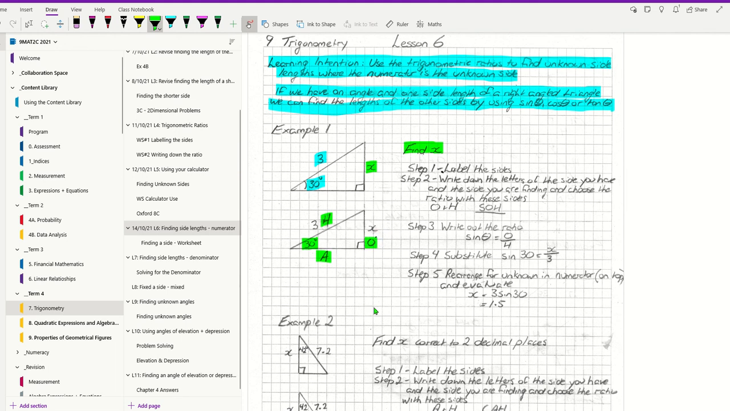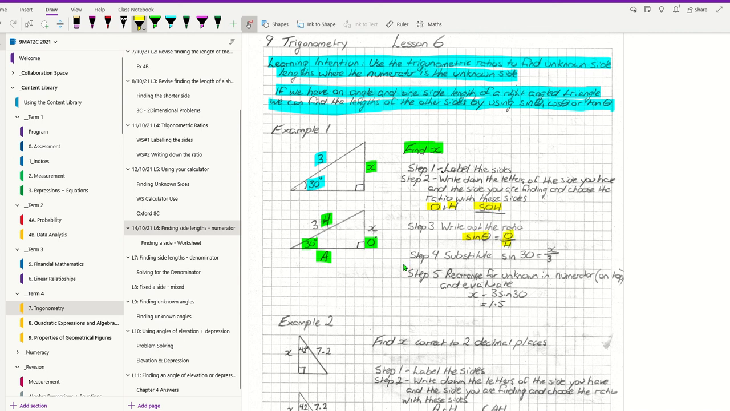I've labelled them. Next thing, write down the letters of the side you have and the side you are finding. So the side I have is H, and the side I'm trying to find is O, the x. So O and H. We look for the ratio with O and H in it, SOH. So step 3, write out the ratio. S is sine theta, and O over H.